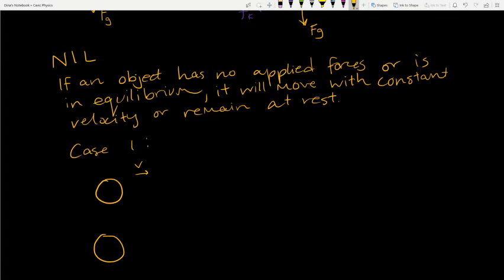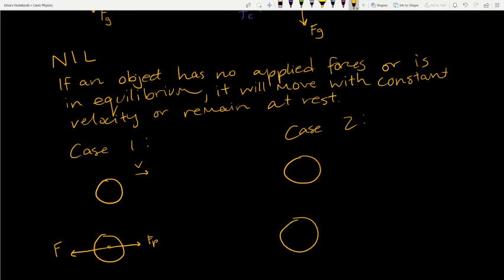So here's our object. Let's say that you're pushing it, but there is an equal and opposite push in the other direction. This object will also move with a constant velocity. So case 2 is that it doesn't move at all. So here, it doesn't move at all with no forces, or you could have this exact same scenario with the push and an opposite force, and this would still be at rest.